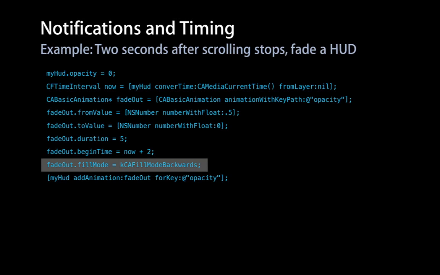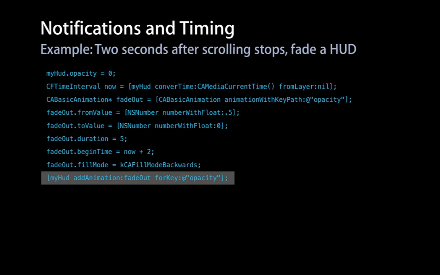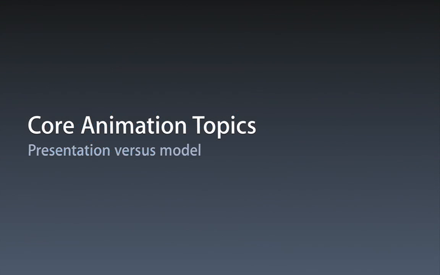So in this case, I'm just filling backwards because once I'm done, I don't care anymore because I've changed the model value. But there's also fill mode forwards and fill mode both and fill mode none, giving you obviously coverage in all cases. And then I just add the opacity animation.